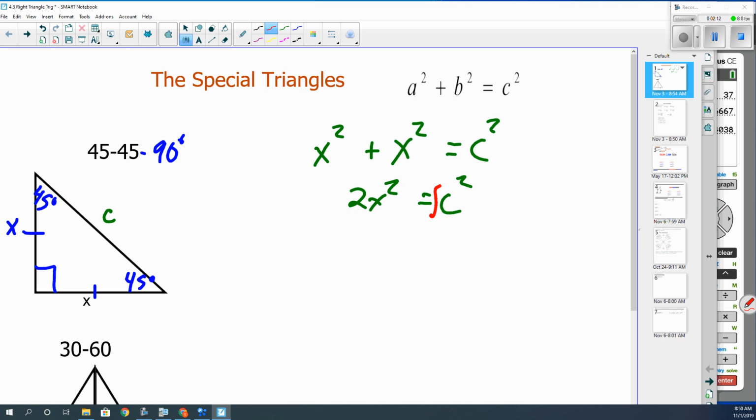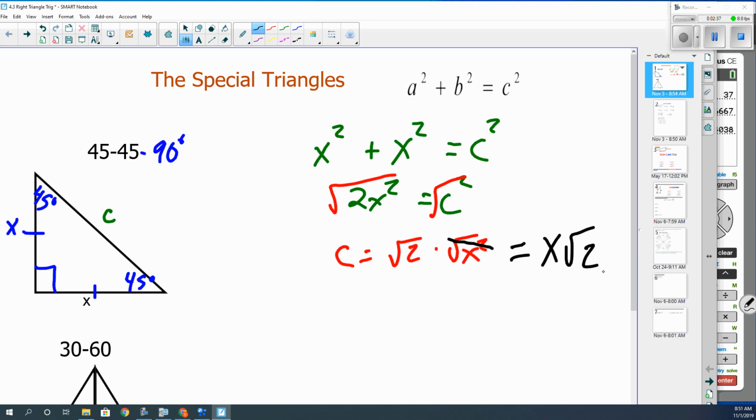Then I would take the square root of c squared to get c by itself. So c equals the root of 2x squared, and as long as two things under a root are being multiplied or divided, I can break it into two separate roots. I can write that as root 2 times root x squared. The root x squared part cancels and leaves me with x, so I can write that as x root 2. So now I know the hypotenuse, or c, is x root 2.